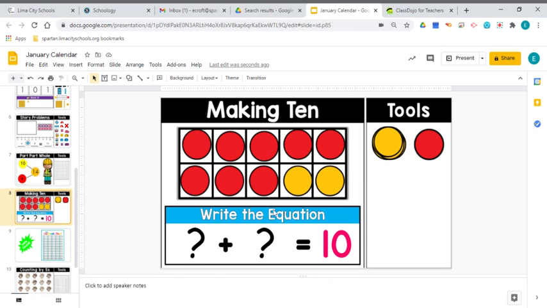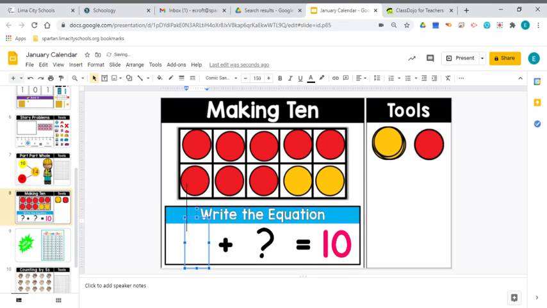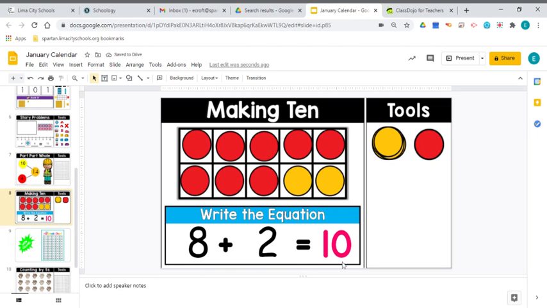All right, making 10. We have how many red counters? Take a look at it. There are 8. There are 8 red counters. How many yellow counters? You don't even have to count. You know that there's 2. 8 plus 2 equals 10. Just another way to get to 10. 8 plus 2 equals 10.